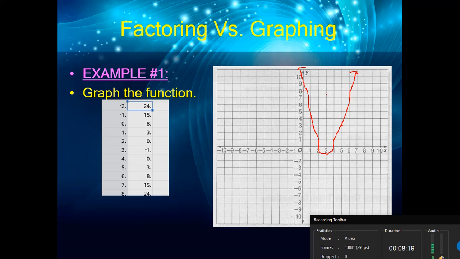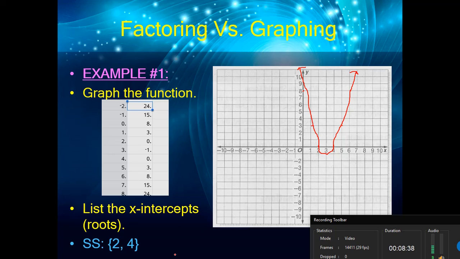You're also going to label your quadratic somewhere on the graph. And we want to list the x-intercepts, which are the roots. So we could clearly see on this graph and the one generated by the iPad that the roots are at +2 and +4. So that's my solution set. So it's graphable, but we can also double check it by factoring it.